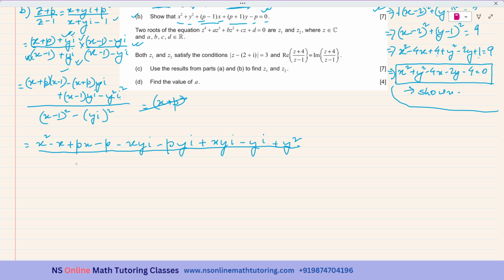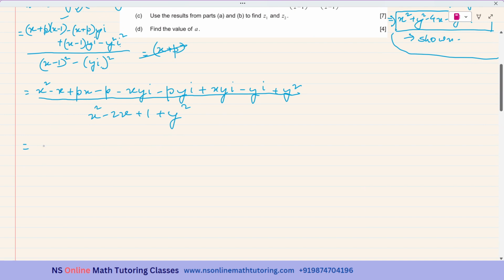And what about the denominator? It is x² minus 2x plus 1, and i² is negative 1, so it is plus y². Okay, and now I am separating the real and the imaginary parts. Always separate the real and the imaginary parts, it makes things simpler. So I see these two can get cancelled. These are the only two terms that may get cancelled.